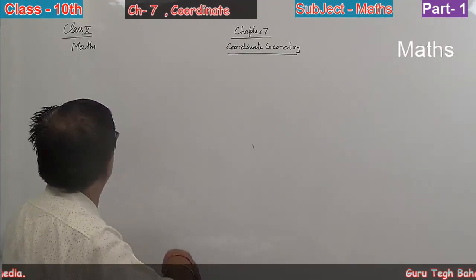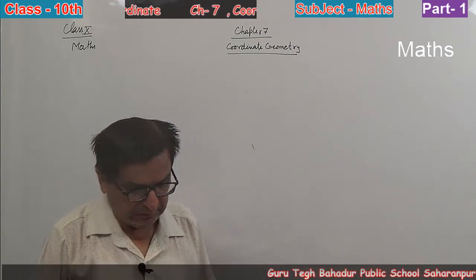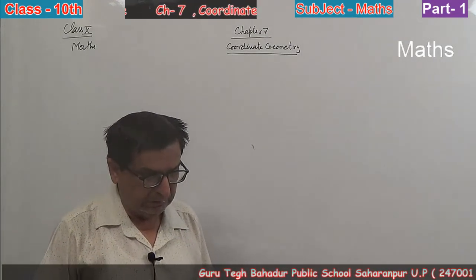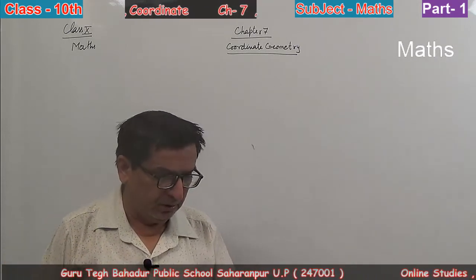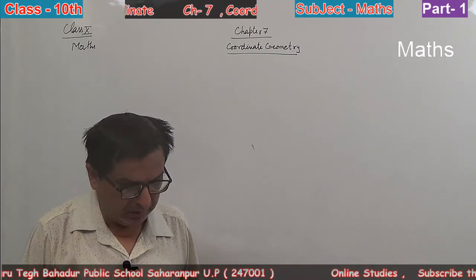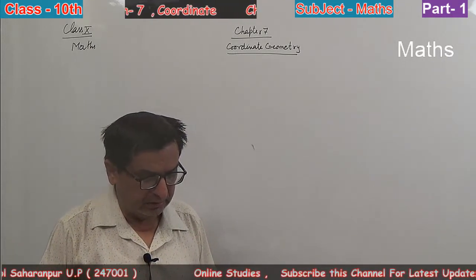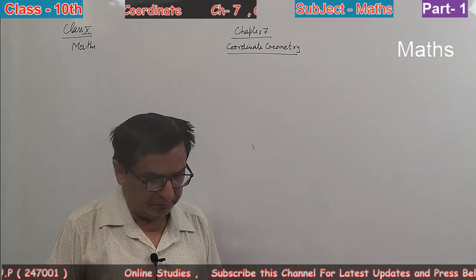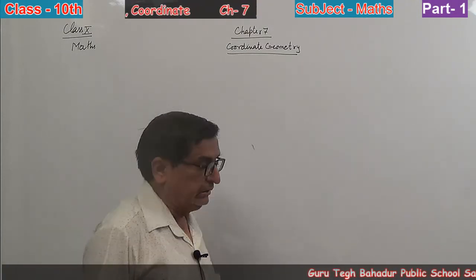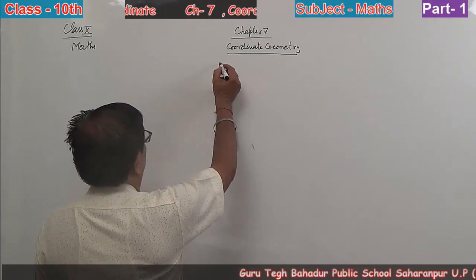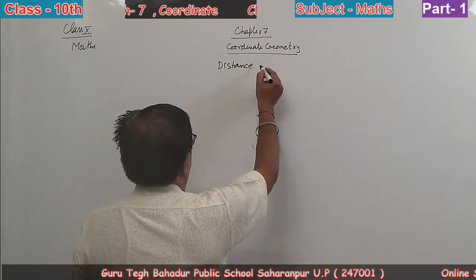Good morning, students. Today we will start chapter 7, coordinate geometry. The basic concept of coordinate geometry you have already studied in class 9th. Here we will start the next part of coordinate geometry, that is the distance formula. The topic is distance formula.